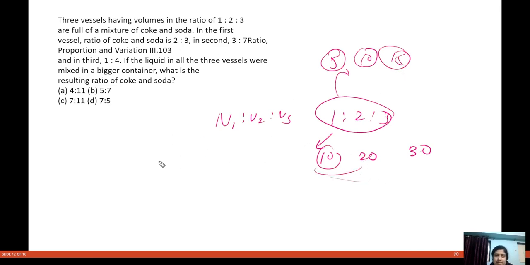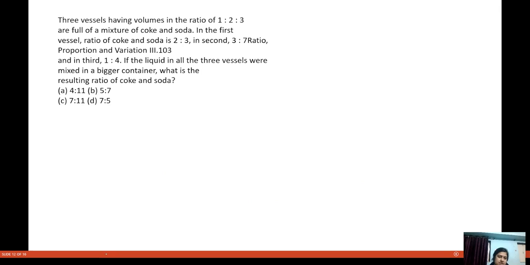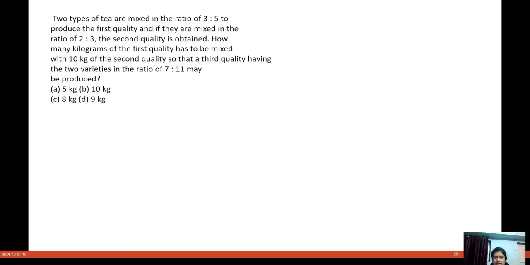But why did I multiply it by 10? Because when I took these bottles, bottle number 1, bottle number 2, bottle number 3, and saw their ratios, 2 is to 3, 3 is to 7, and 1 is to 4, this was coming to be 10 when I added, this was coming to be 5 parts, and this one was coming to be 5 parts. So this is 10 parts, so I better multiply this by 10. This 1 into 2 into 3 into 10, and so I get this. I hope everybody understands this. Now let us do the next question.